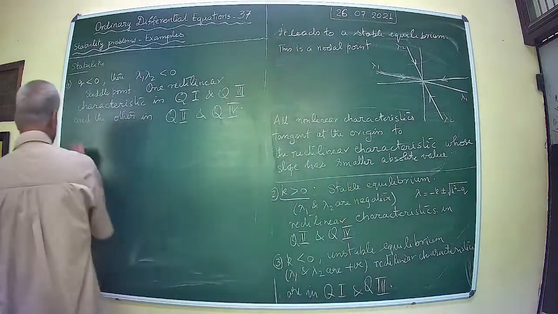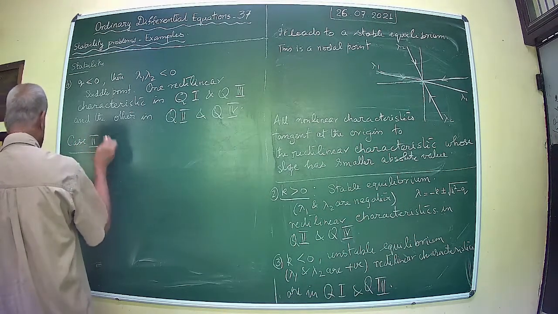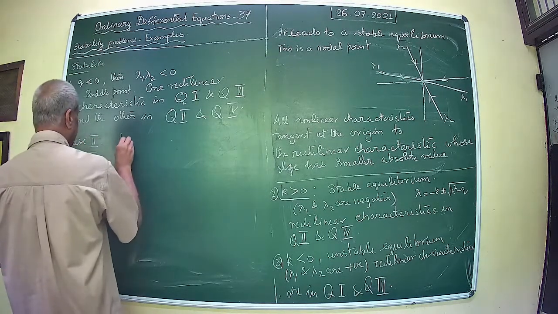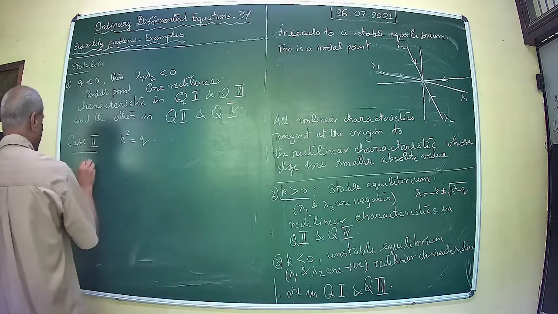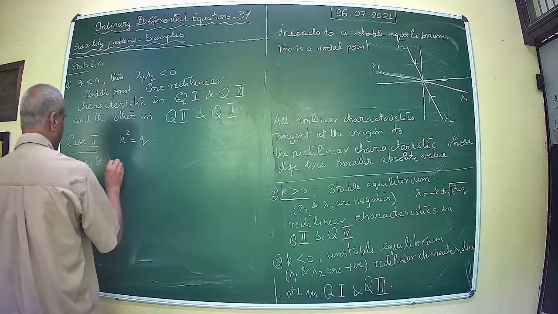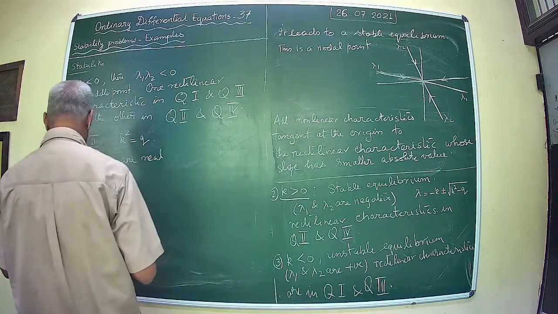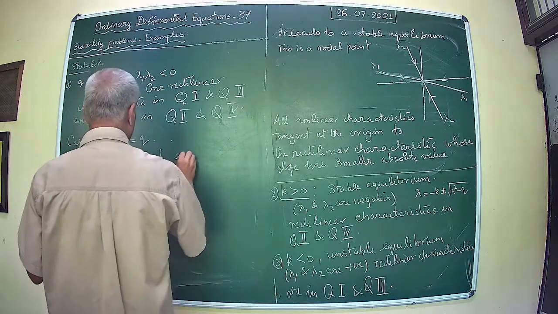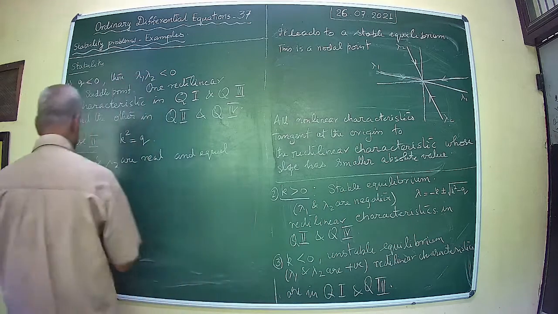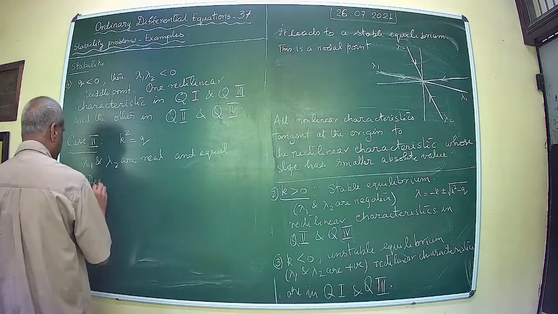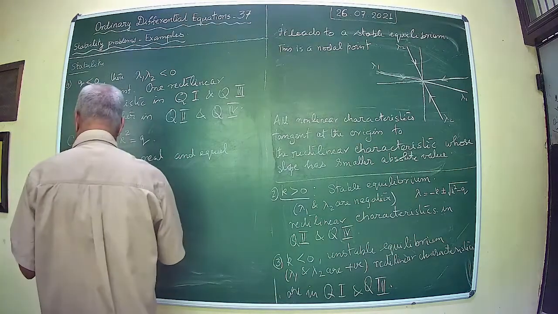Now we take up case 2. Let me just quickly run through this. Take the case K square equal to Q. In that case, the roots are real and equal. So we get a degenerate nodal point.